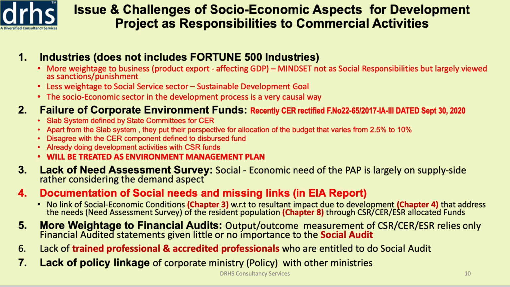Documentation of social needs and missing links as observed in the EIA report is another important point. Chapter 3 is largely based on the baseline survey through both primary and secondary data, and the conclusions drawn in this relate to Chapter 4, where impacts and mitigation are well defined, which could later be planned under CSR activities in Chapter 8. However, the quality of the EIA report does not show these linkages, and each chapter is written as if on an island.